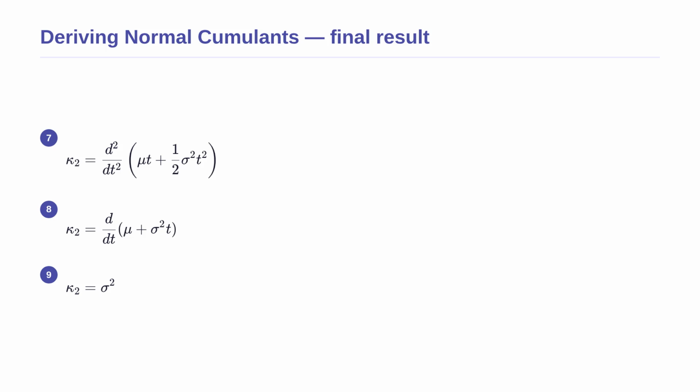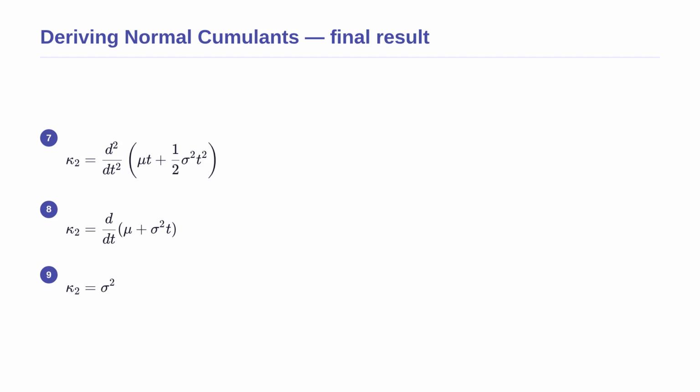In this final step of our proof, we will extract the second cumulant. We do this by taking the second derivative, which means differentiating our first derivative result. When we differentiate, the constant mean disappears entirely because it has no t attached to it. The derivative of the remaining term is simply the variance. Notice that there are no t variables left in the equation at all.